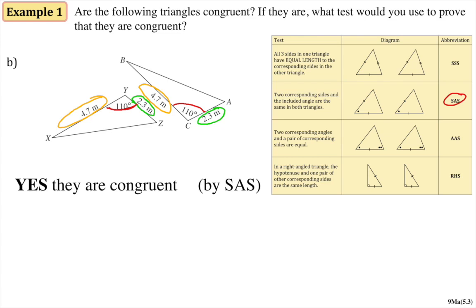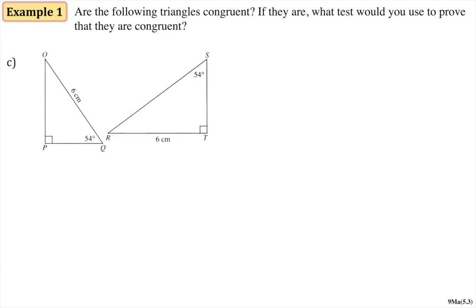They have a pair of matching sides. They have a pair of matching angles that's included between the two pairs of matching sides, and there's my second pair of matching sides. Let's go to look at part C. Are the following triangles congruent? If they are, what test would you use to prove they are congruent? So are the following triangles congruent?